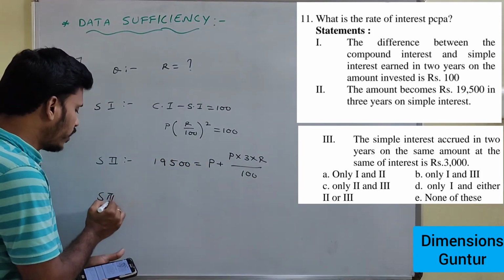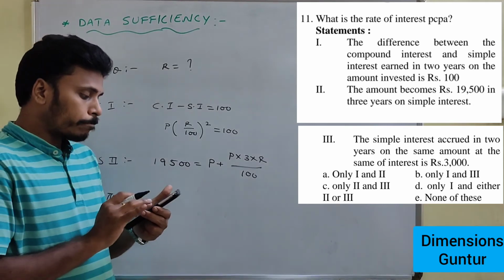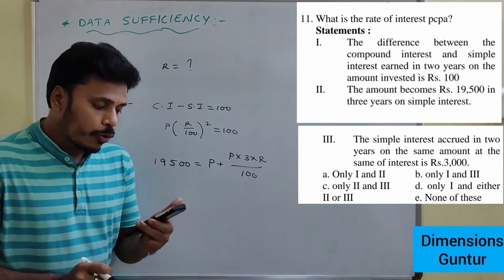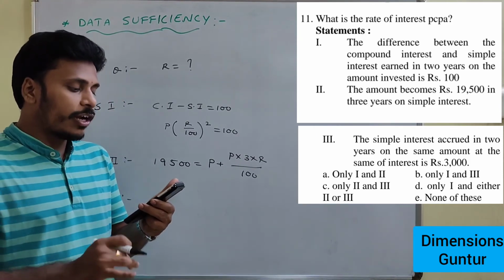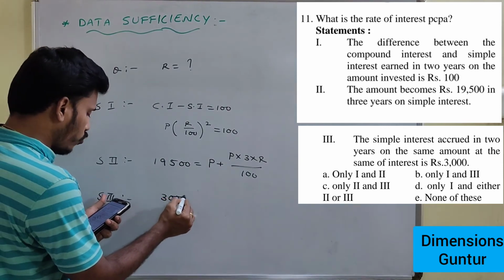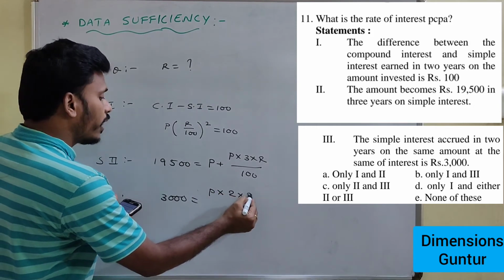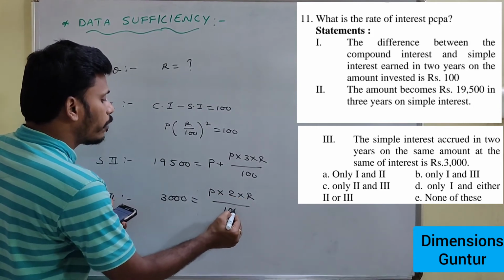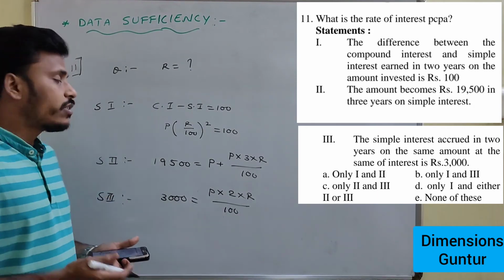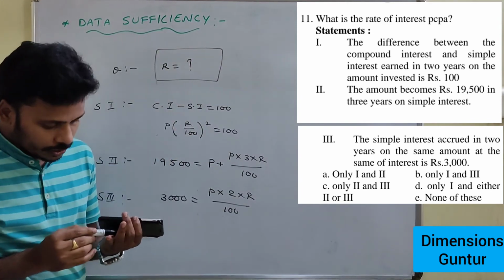Statement 3 directly tells us that the simple interest accrued in 2 years on the same amount at the same rate of interest is 3,000. Simple interest is directly given as 3,000 rupees on the same amount for 2 years at the rate of interest R divided by 100. So if you formulate the given three statements, they are asking us to find the rate of interest.